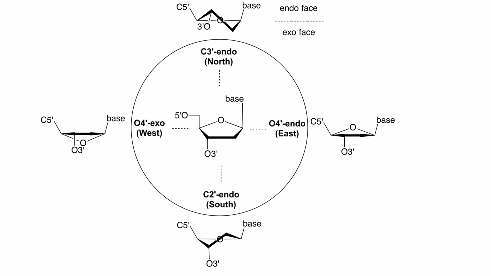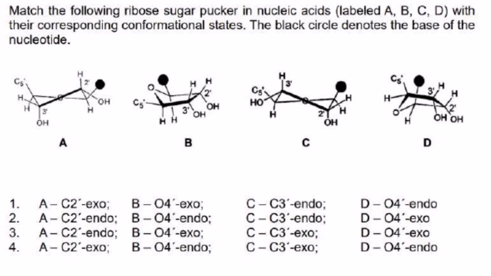Now we will see the question. Now coming to the question. Match the following ribose sugar pucker. This is not a deoxyribose molecule. They have given a ribose sugar, as in RNA. Ribose sugar pucker in nucleic acids and their corresponding conformational states. The black circle denotes the base of the nucleotide. So here is your black circle, here is your C5 carbon atom. Now you have to match what each of these sugar puckers denotes.